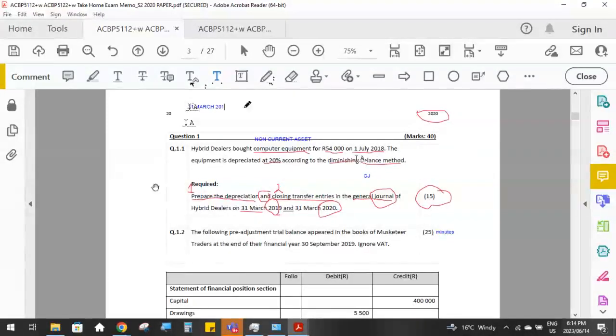So that financial year would have begun on, well, it wouldn't have been the 31st of March. That financial year would have begun on the 1st of April 2018, and it will finish on the 31st of March 2019. And then the next financial year will finish on the 31st of March 2020. Okay.